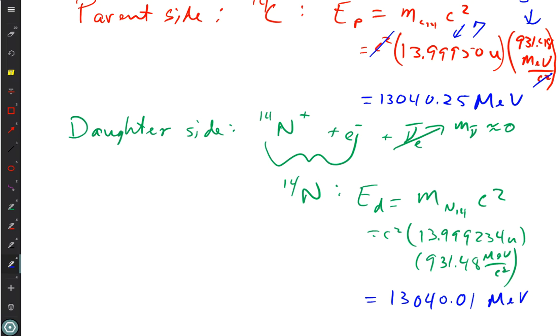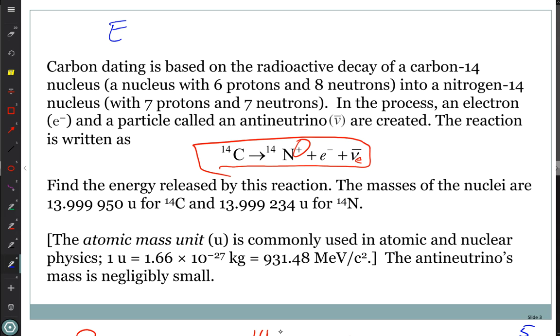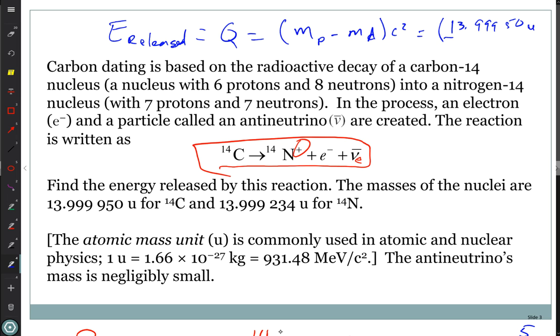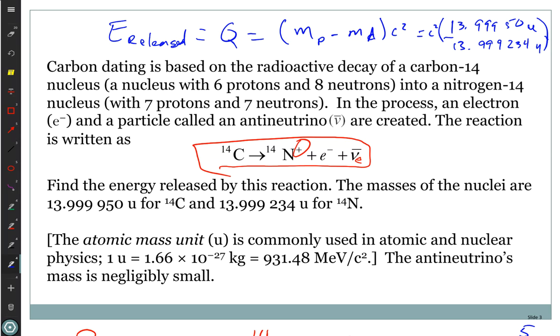Now, how did I need to worry about the number of digits in my conversion factor? It looks like I do in this case, right? Because I took the 6th and 7th digits for my difference. But the fact is, no. Because I could have combined this into one equation and said the energy released, which we usually just call Q, is equal to the mass of the parent minus the mass of the daughter times c squared, which would be equal to 13.99950 U minus 13.999234 U times c squared. C squared is hard to read. If you do the subtraction first, how many significant digits do you have after the subtraction?